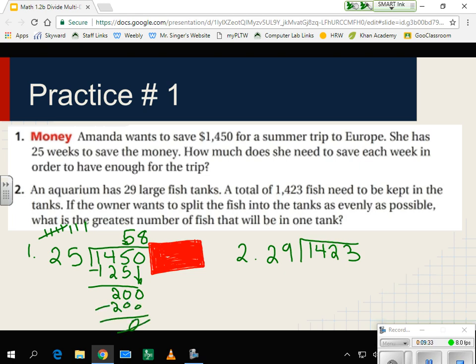And when we're done, we're done. So the answer is 58 weeks. That's how long she's going to need to save to figure that one out. So hopefully you got 58 weeks. Let's look over at number 2 now.